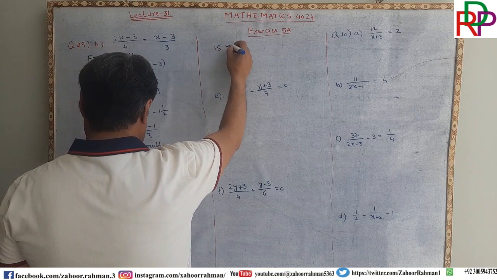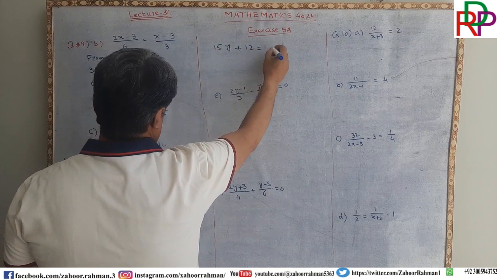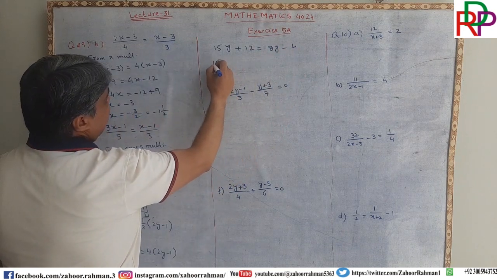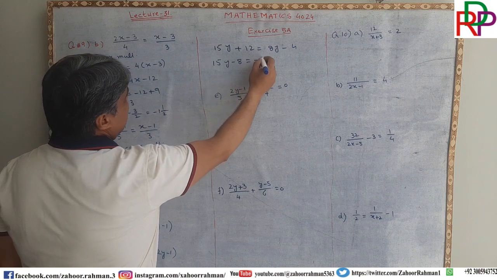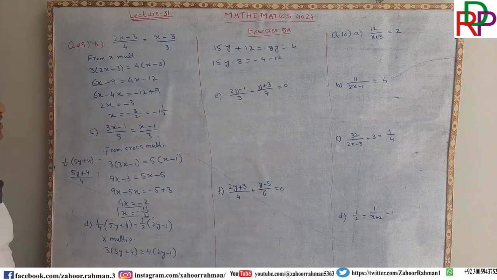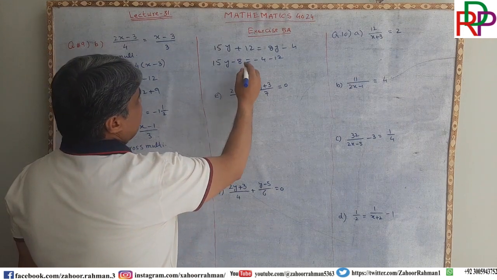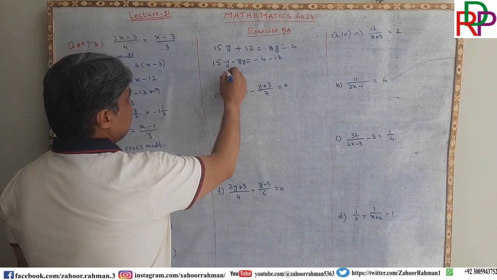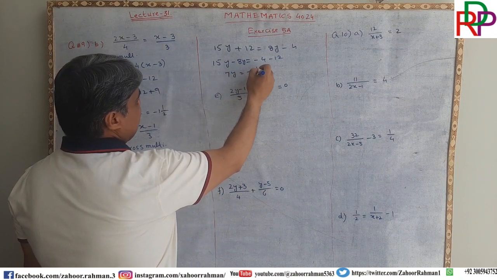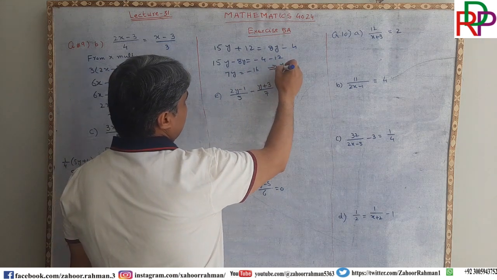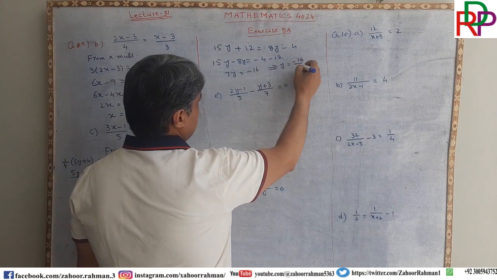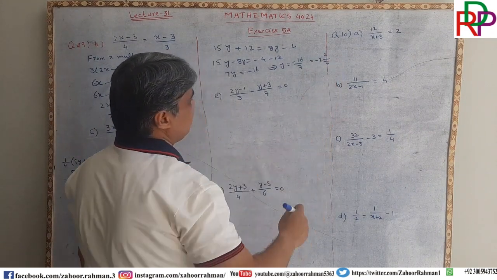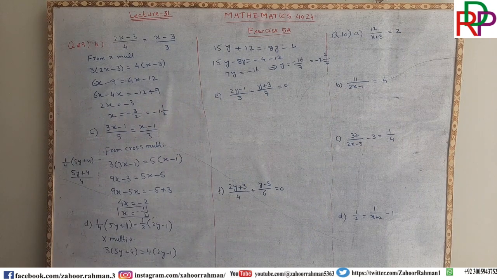So 15y plus 12 is equal to 8y minus 4. 15y minus 8y is equal to minus 4 minus 12. So it means that this is 8y. So 15y minus 8y is 7y, and this is minus 16. This implies that y is equal to minus 16 divided by 7, so it means that minus 2 whole 2 over 7 is the ultimate answer.